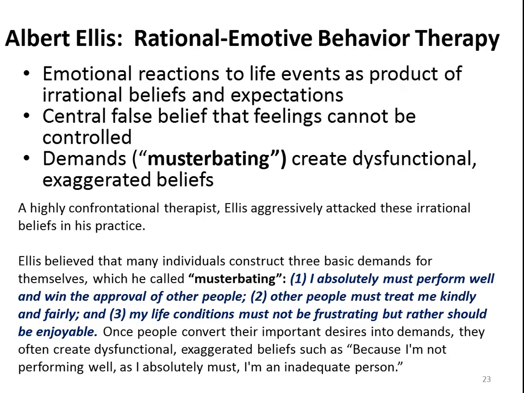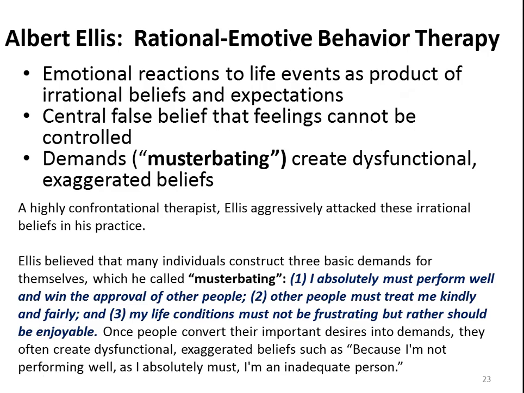Musturbating, I must do this, I must do that. And if you look down here, it talks about I absolutely must perform well and win the approval of other people. Number 2, other people must treat me kindly and fairly. And number 3, my life conditions must not be frustrating, but rather should be enjoyable. These are things we need to help people change and realize that I can control some of my thinking in this, which will help with my emotion.